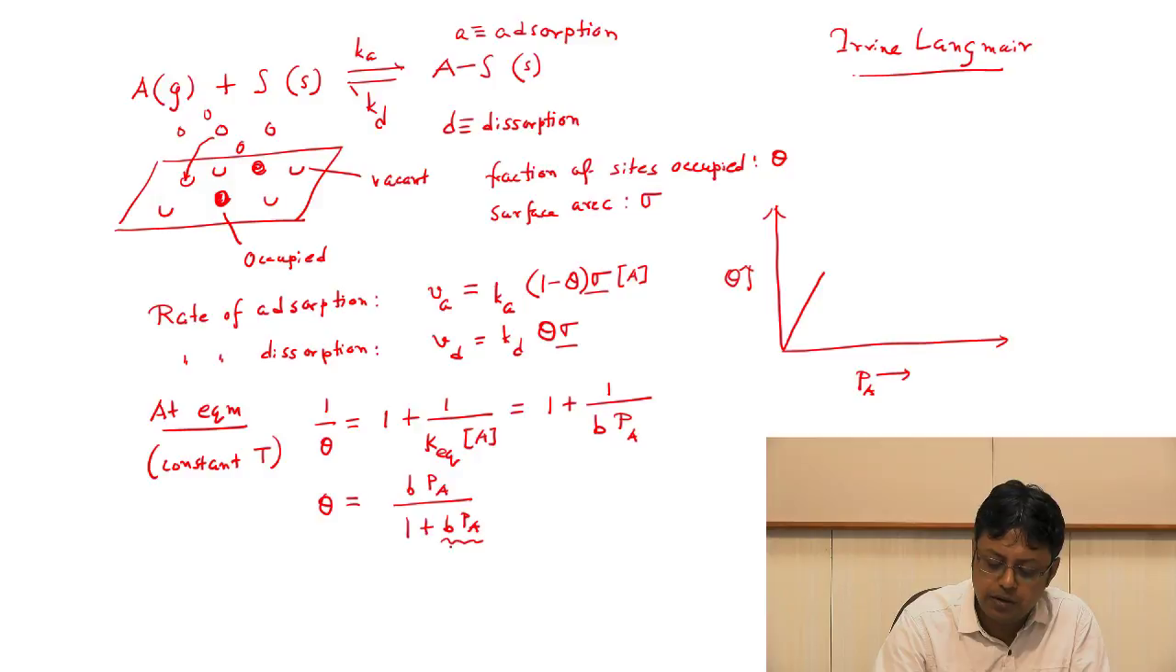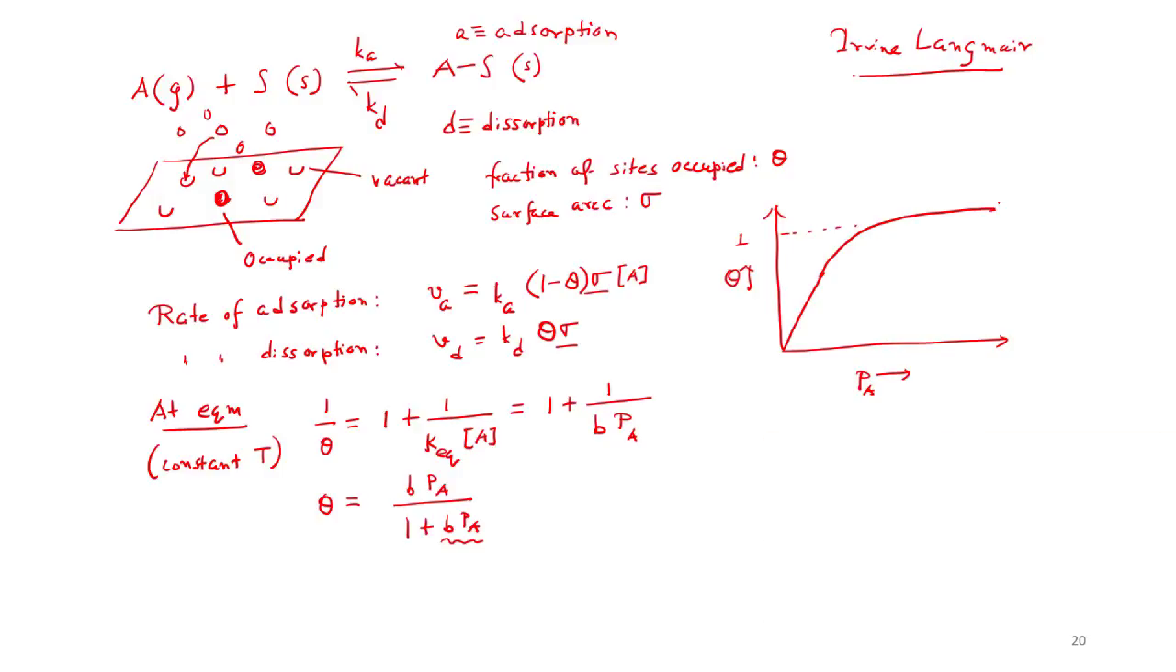And at a very high pressure, this term will be very high compared to 1. So it will be BPA by BPA, and then the fraction will saturate. So it will go like this, where basically this is a saturation point. Theta is a fraction, so the maximum value of theta can be 1. So we see a very interesting curve, because we saw this curve in the Michaelis-Menten equation. If you remember, when we were plotting the initial rate V0 versus initial substrate concentration, that also looked similar.